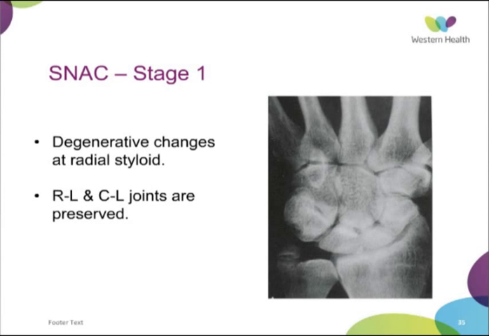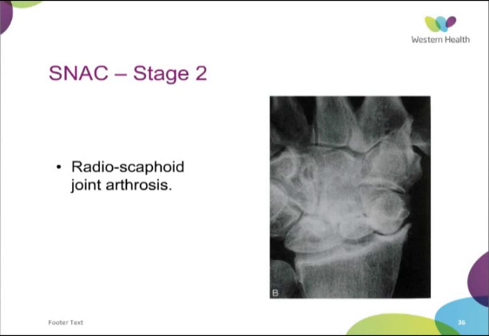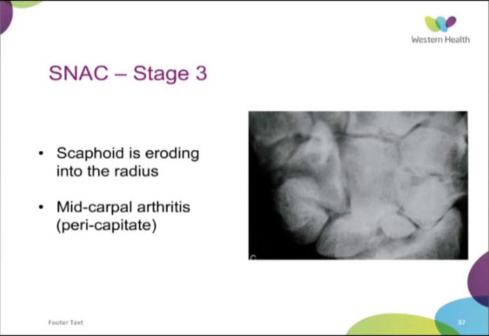Stage 1 is an early stage where there's degenerative changes at the radial styloid. The radiolunate and the capitolunate joints are still preserved in stage 1. In stage 2, however, there's radioscaphoid arthrosis. And in stage 3, as well as radioscaphoid arthritis, there's a progression of that, and there's also mid-carpal arthritis, or pericapitate arthritis as well.